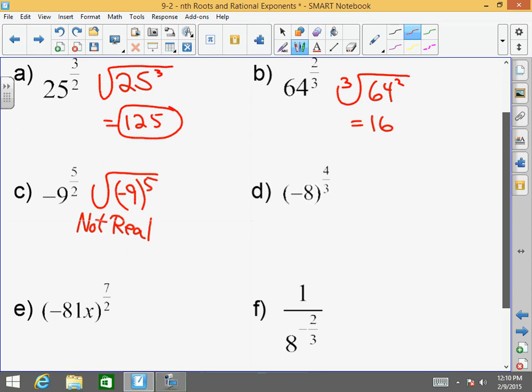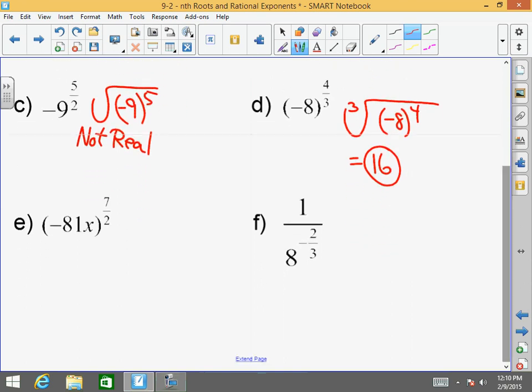Negative 8 to the 4/3. This is the cube root of negative 8 raised to the 4th power. The cube root of negative 8 is negative 2. Negative 2 to the 4th power, 2, 4, 8, 16. So this would equal positive 16.